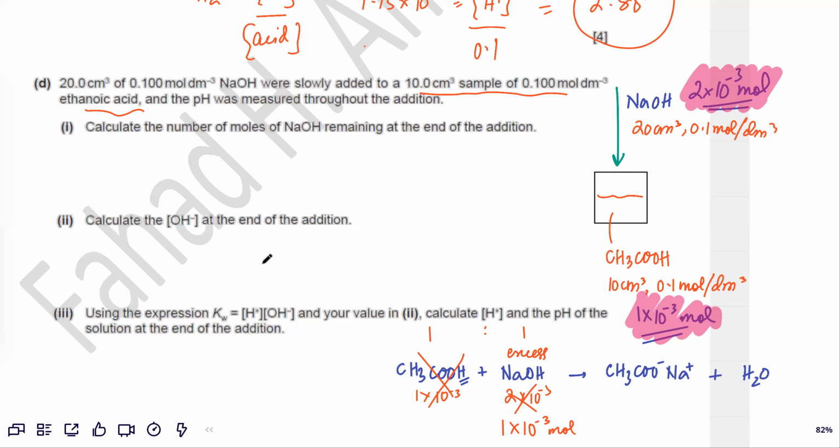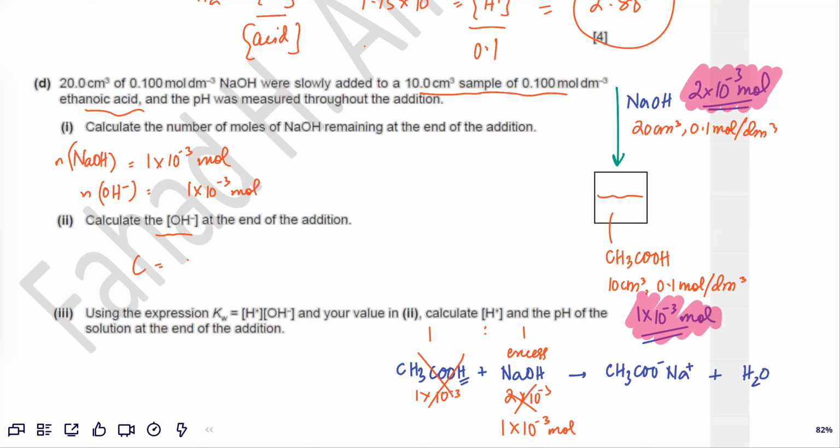So he's saying calculate the number of moles of NaOH remaining at the end of the addition. We did, it's 1 times 10 to the minus 3 moles, right? So that's the moles of NaOH. Calculate the OH concentration. Remember, the OH ions would be exactly the same because it's a strong base, so its moles would be exactly the same. To find concentration, remember square brackets is concentration. You already have the moles: NaOH moles and OH ions have the same moles.